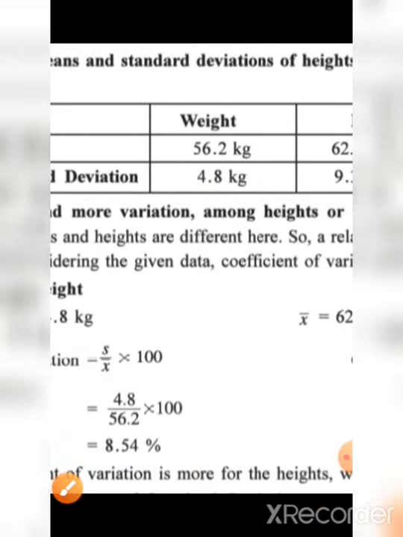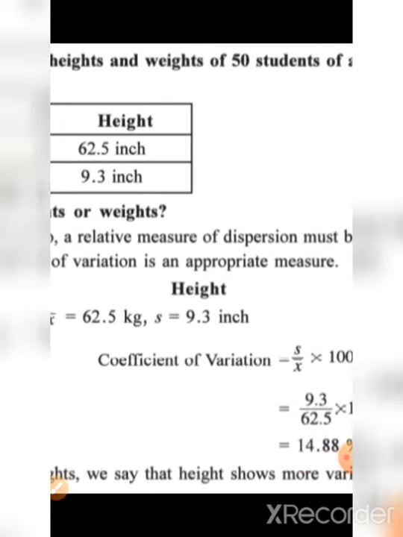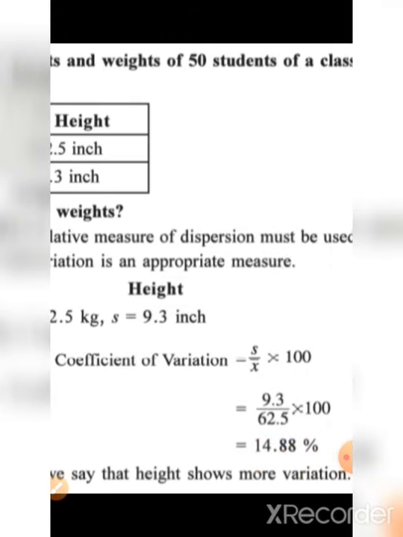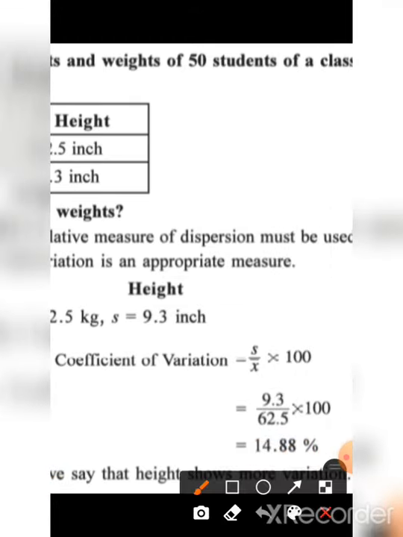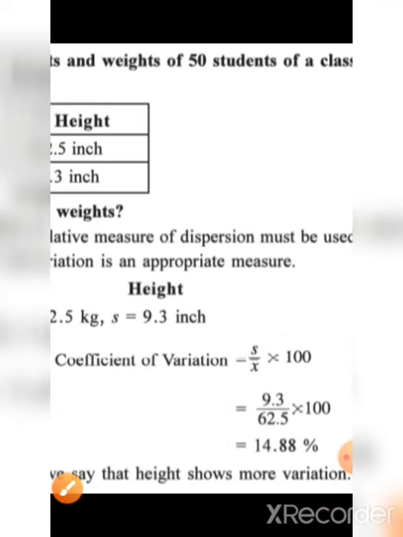Similarly, we are going to find it for the height. For the height also they have already given us the values. Coefficient of variation is standard deviation divided by mean into 100. The standard deviation given is 9.3, divided by your mean 62.5 into 100, and you get 14.88 percentage.